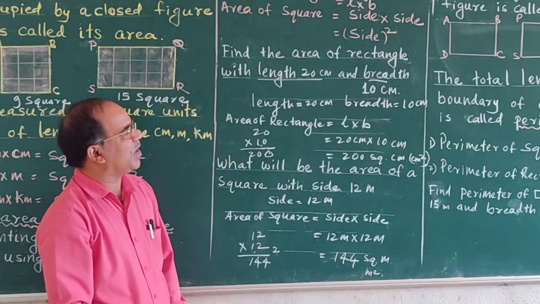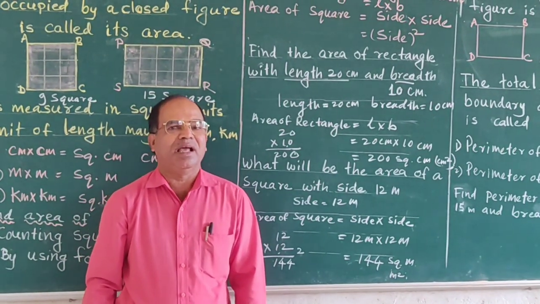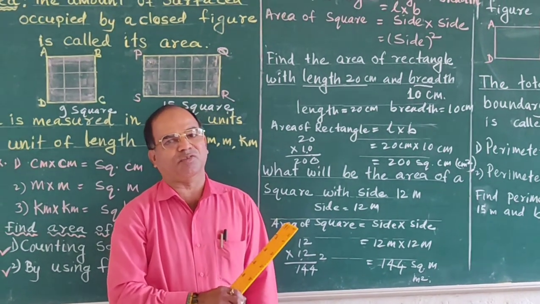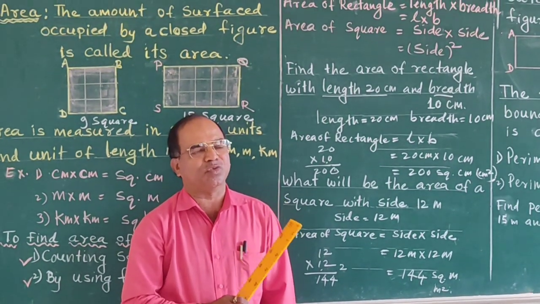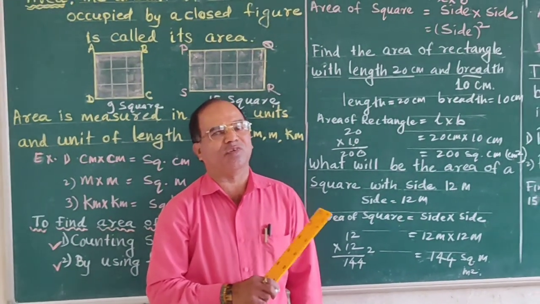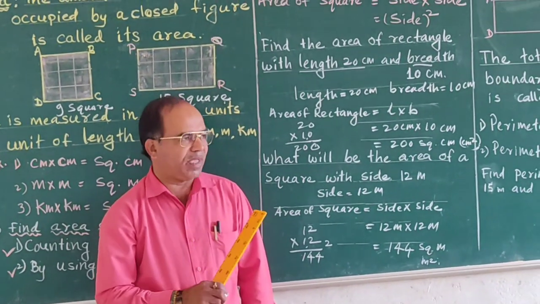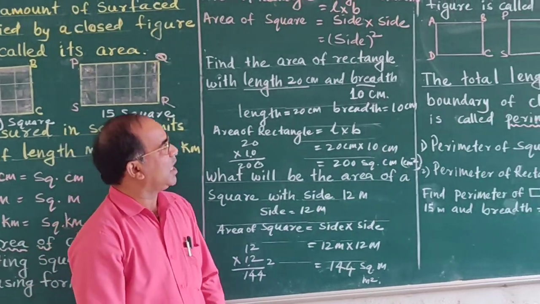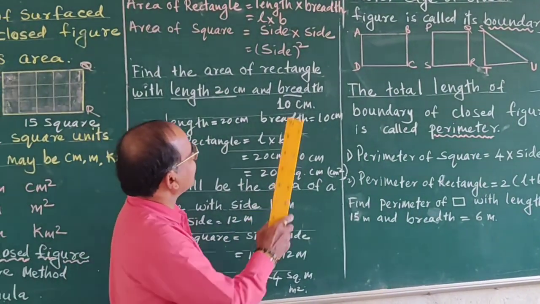So this is about finding the area of rectangle and square using the formula. You have to learn the formula here, and you also have to know the method of how to find out the area of a rectangle and square using the formula method. Now we will discuss the boundary.